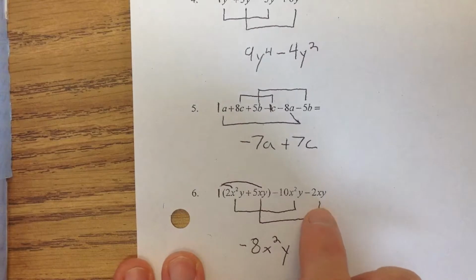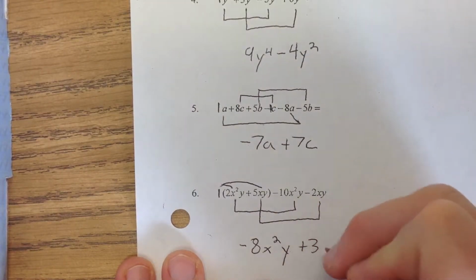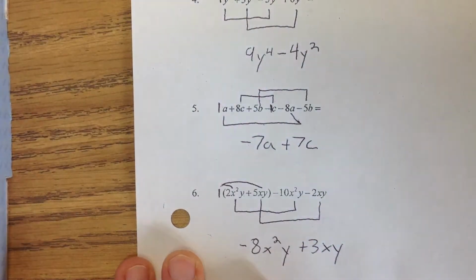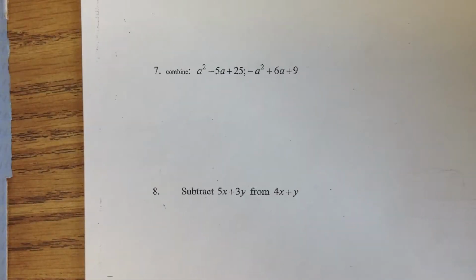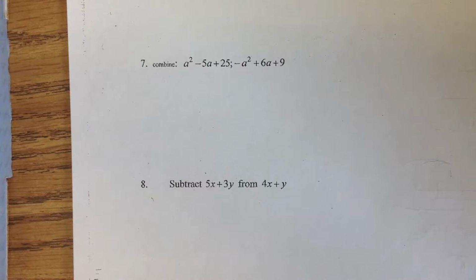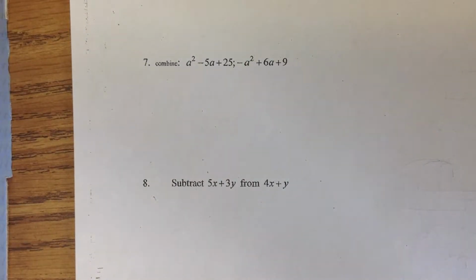5 minus 2 is a positive 3xy. Okay, let's flip it over to the back. All right, so number 7 says combine a squared minus 5a plus 25 and negative a squared plus 6a plus 9.